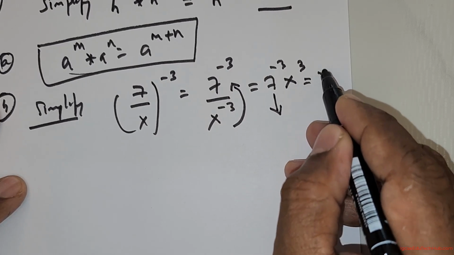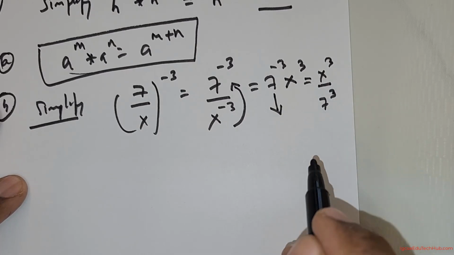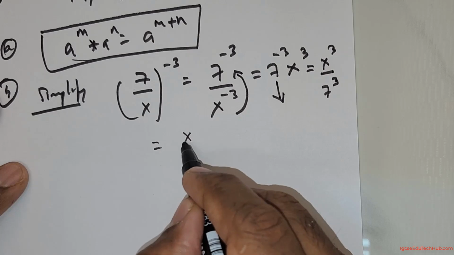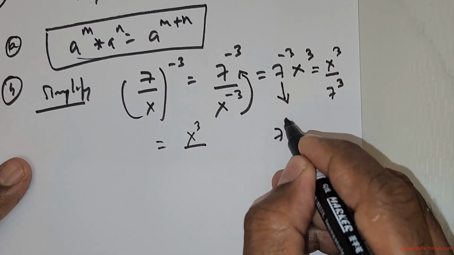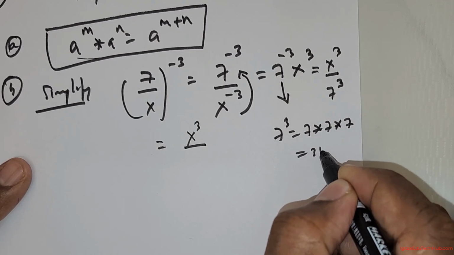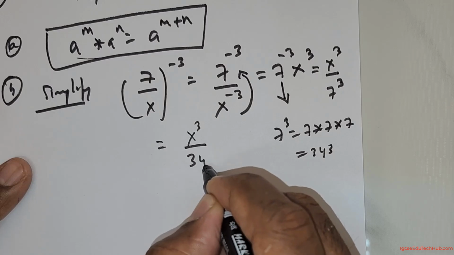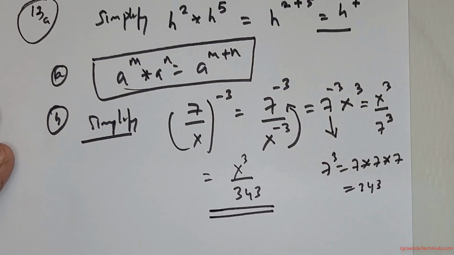So this is going to be x raised to the power of 3 divided by 7 raised to the power of 3. So x raised to the power of 3, you can do nothing about it, just retain it as it is. But 7 raised to the power of 3 is nothing but 7 multiplied with 7 multiplied with 7, which is 343. So just place that value 343. So this is the solution to this question.